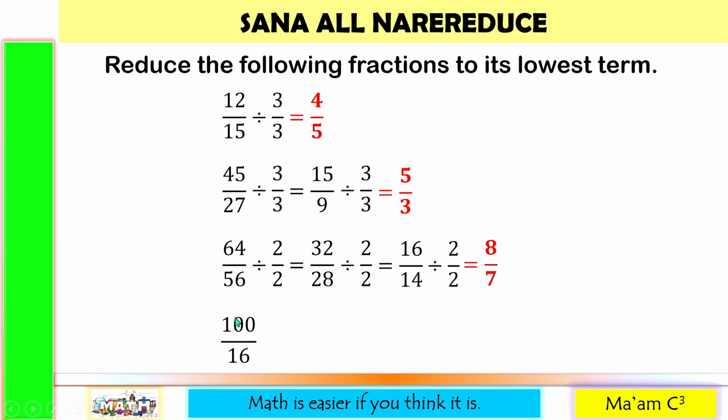Last one, 100 over 16. Both are divisible by 2. 100 divided by 2 is 50. 16 divided by 2 is 8. Again, we can divide numerator and denominator by 2. 50 divided by 2 is 25, and 8 divided by 2 is 4. So that is how we reduce to lowest term.